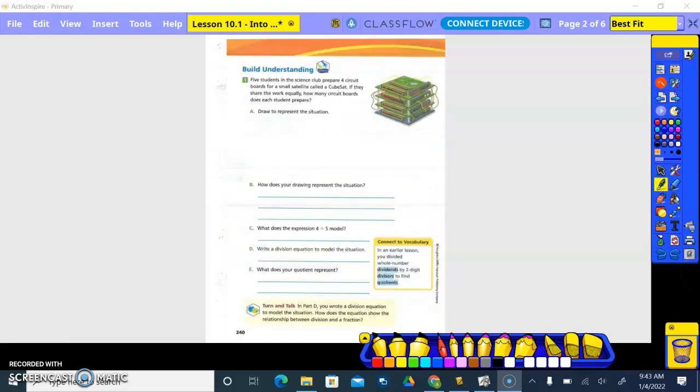Build understanding. 5 students in the science club prepare 4 circuit boards for a small satellite called a CubeSat. If they share the work equally, how many circuit boards does each student prepare? So we have how many circuit boards? 4. So we're going to draw 4 boxes. And how many students are there? 5. So we're going to break each box into fifths.